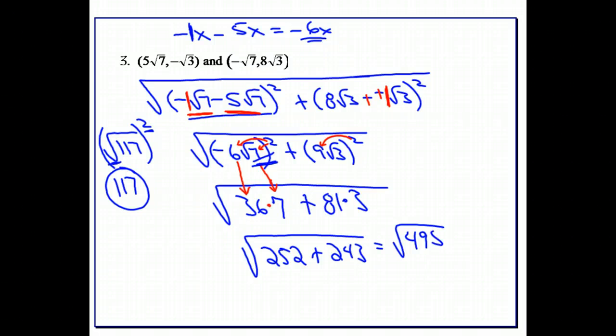All right, can you think of any perfect squares that go into 495? How about 9? How many times does 9 go in? 9 goes in 55 times. And what's the square root of 9? 3. What's the square root of 55? I don't know. So keep it inside the square root. And so that would simplify to 3 square root of 55. All right, that's our second part here. That takes care of our distance formula.